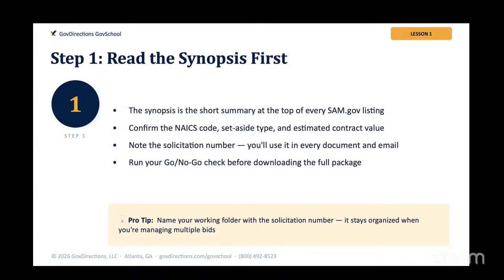The synopsis itself is typically a short summary at the top of every SAM.gov listing, and we're talking about SAM mostly today, and also within the individual RFPs issued by local and state governments, usually right up front. Sometimes you have to dig down and search for a statement of work or scope of work. Or nowadays, we're all going to use AI. You can throw it into Claude or ChatGPT or Gemini or whatever and say, give me the scope of work for this RFP, and it'll tell you what that is.